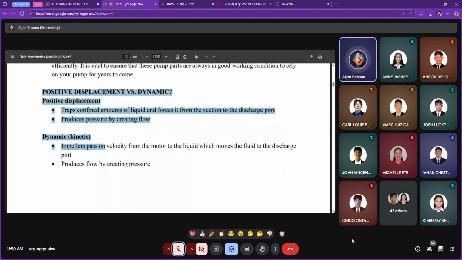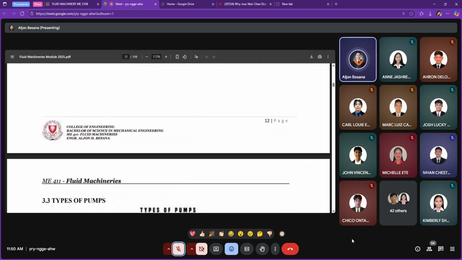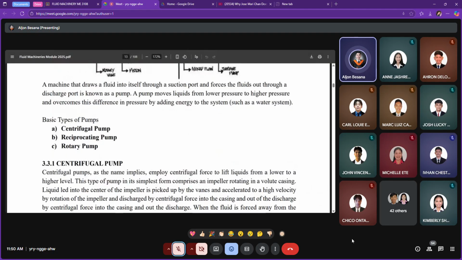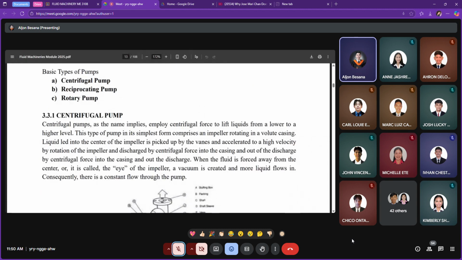Pagdating natin kay positive and rotodynamic machines naman po, they are already discussed yesterday. So here we have types of pump. For the types of pump po, we have the basic types of pump. So nandyan yung centrifugal pump, reciprocating pump, at yung ating rotary pump. Pag sinabi nating centrifugal pump, ito ay na-discuss na ni Sir, introduction pa lang.